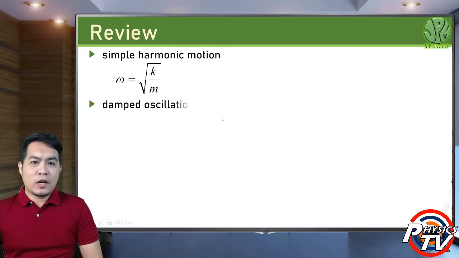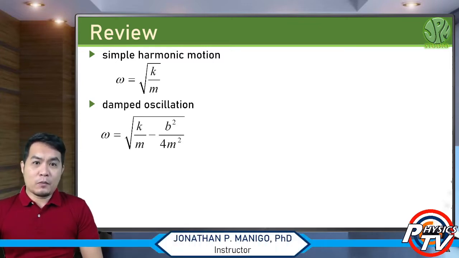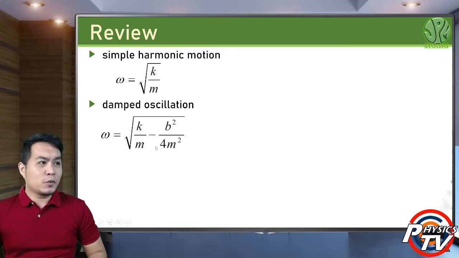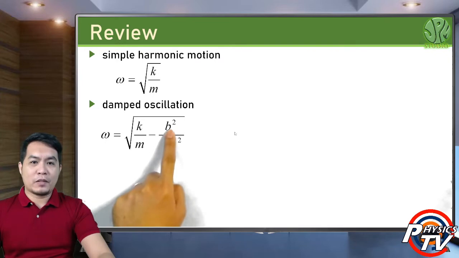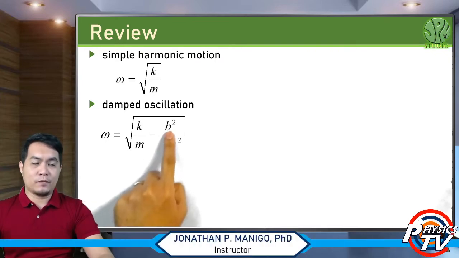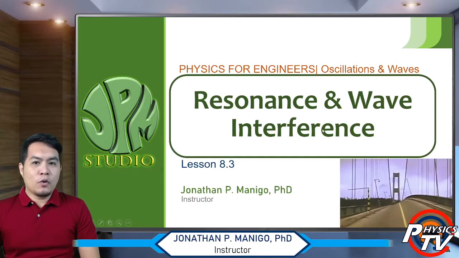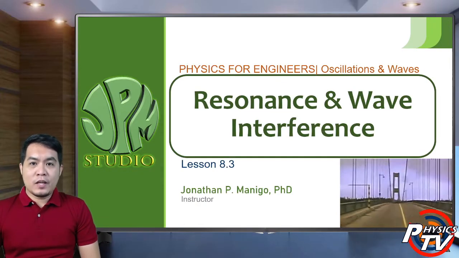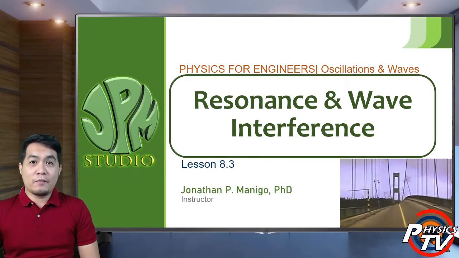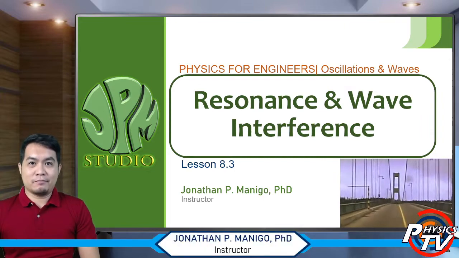And if you have a damped oscillation, your angular frequency will actually be lessened due to this damping parameter or damping constant here, B. So for this lesson, we will be talking about resonance and wave interference.